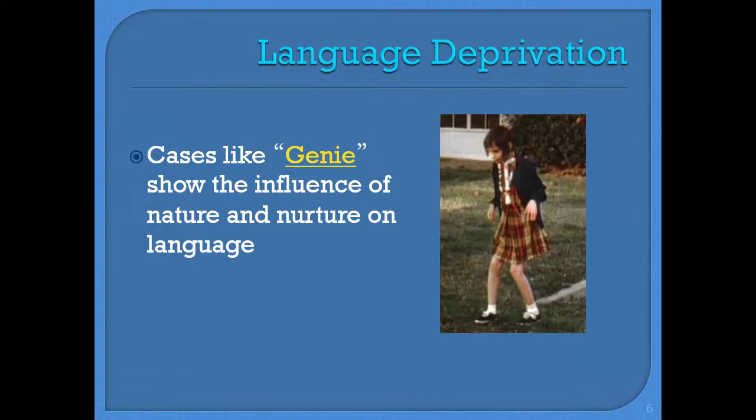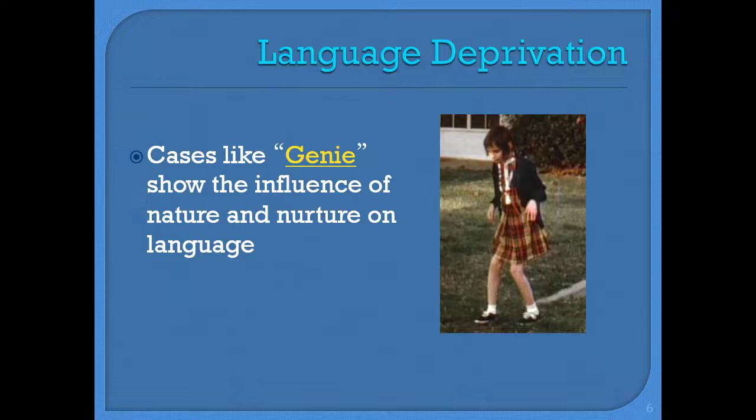Genie is a great example of a case study. So we learned a lot about language by studying Genie. And the case of Genie helps us to learn how much of language is due to nature and how much of language is due to nurture. And Genie was deprived of language exposure.